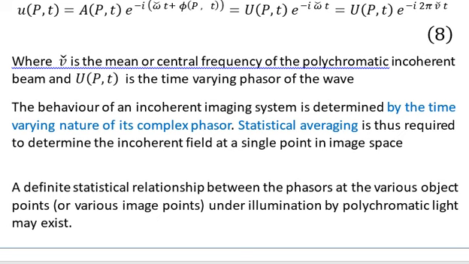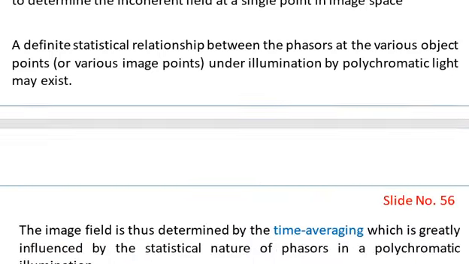So you see that here we shall talk about the statistical relationship between the phasors at various object points or various image points. We shall be talking about the statistical relationship between the points of the images of the 4 points that we have shown in the above diagram under the illumination by polychromatic light sources. So for such light sources we shall be talking about the statistical relationship between the phasors of those 4 points at the image plane.